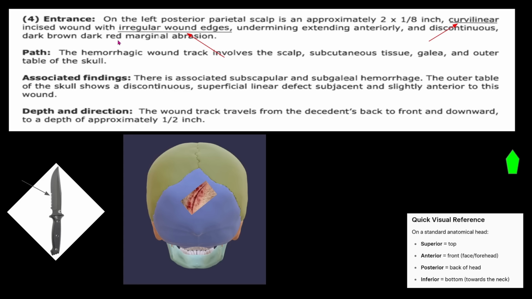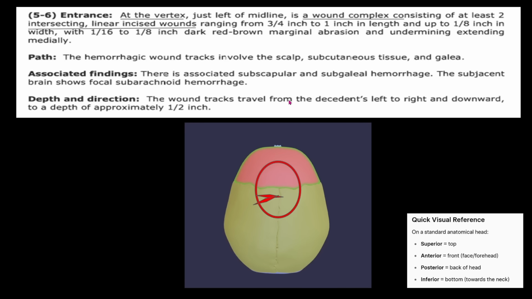The fourth one is going to be a slash on the back of the head. This is the left posterior parietal scalp. Posterior parietal scalp to the left over here. 2 by 1/8 inch curved linear incised wound, which means it kind of grows at a little bit of a curve. It has irregular wound edges, indicating a serrated blade was used to make this cut. And it's a depth of 1/2 inch. So it's a cut on the back of the head, likely caused by a serrated edge blade.